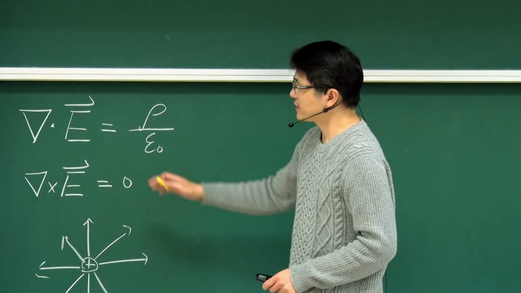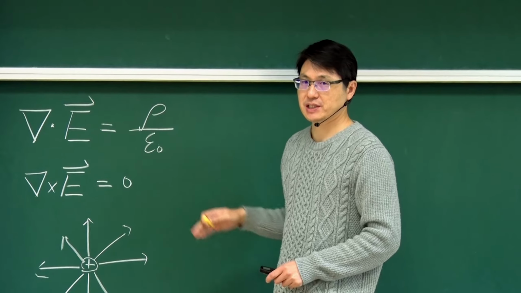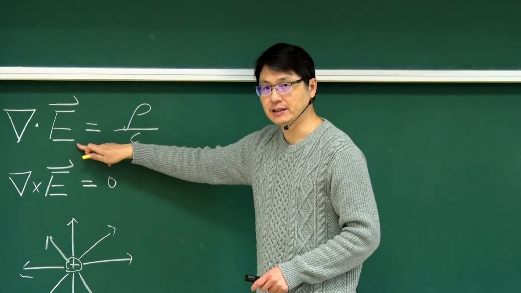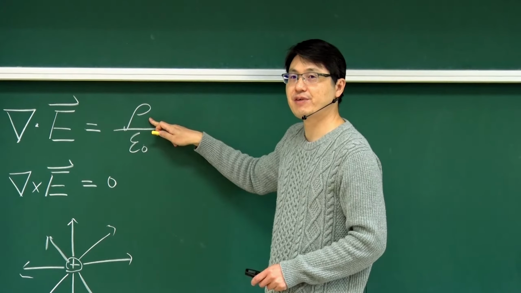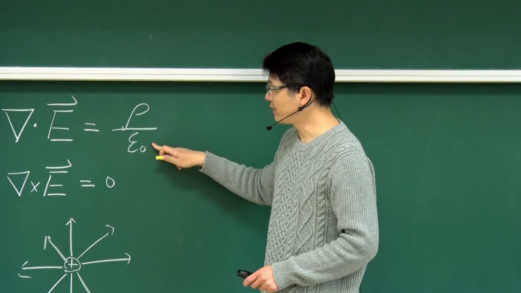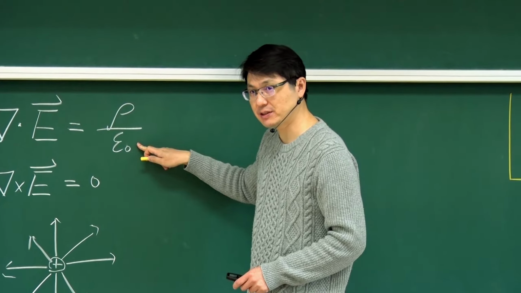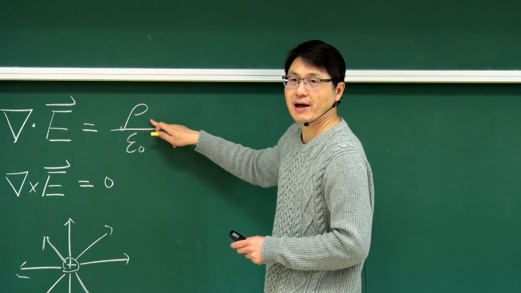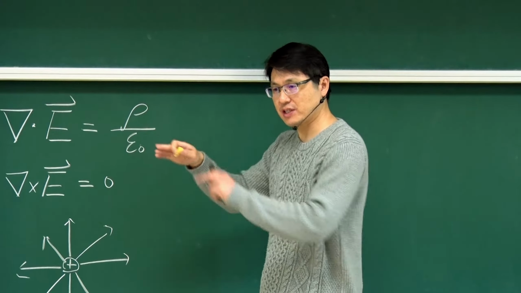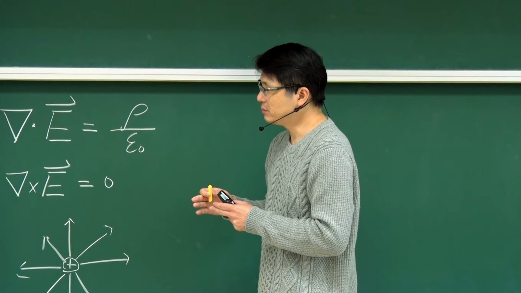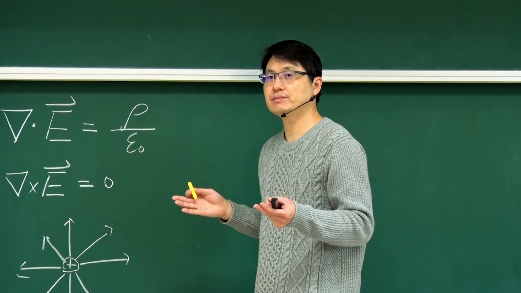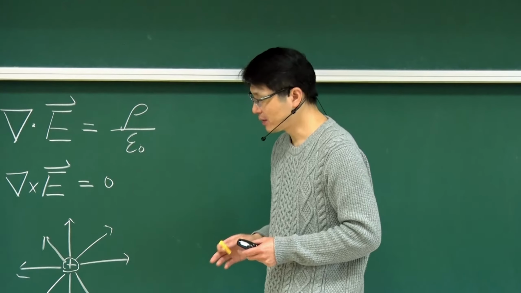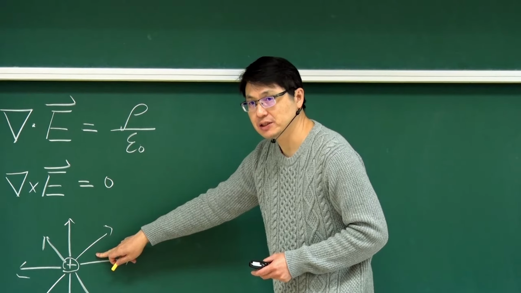What we covered was the two fundamental postulates. The first one is divergence of E is equal to the charge density divided by the vacuum permittivity. Alright? So this is telling you if you have some kind of charge distribution in space, it will set up its own unique electric field intensity pattern, just like what I'm showing you at the bottom.